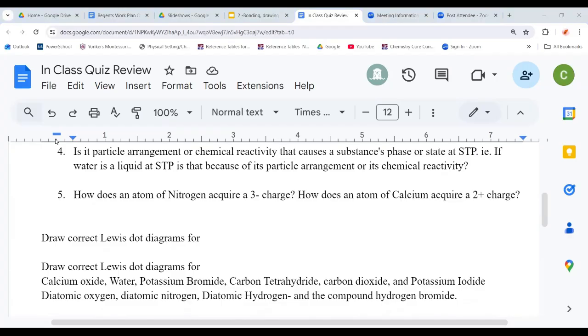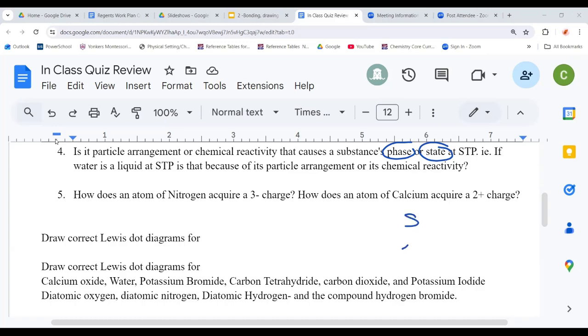Number 4, I think I pulled that off of a Regents question. Is it particle arrangement or chemical reactivity that causes a substance's phase or state? After that, I clarified the question to jog your memory, but I'm pretty sure that this came off of a Regents and they would not clarify it for you. They would leave it at that. So here's some more vocab that if you don't know it, you have a problem. Phase and state are the same thing.